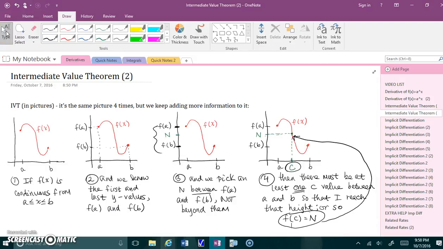So take a second and write that down. Pause the video. Make sure your diagrams are neat and accurate, otherwise it's not going to mean anything to you.